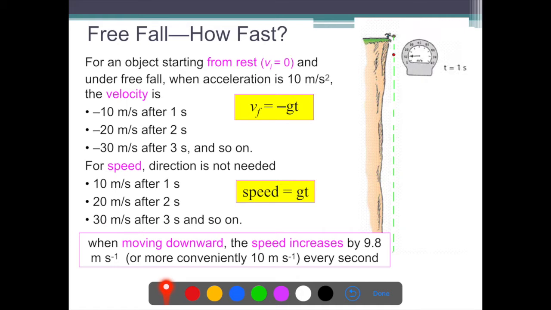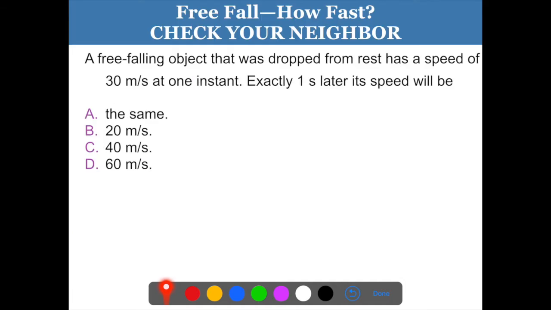So when moving downwards, the speed increases by 9.8 meters per second, or more conveniently, 10 meters per second every second. So that's sort of what acceleration equals 10 meters per second squared means. Every second, the velocity changes by 10 meters per second. All right, let's test out our conceptual understanding.